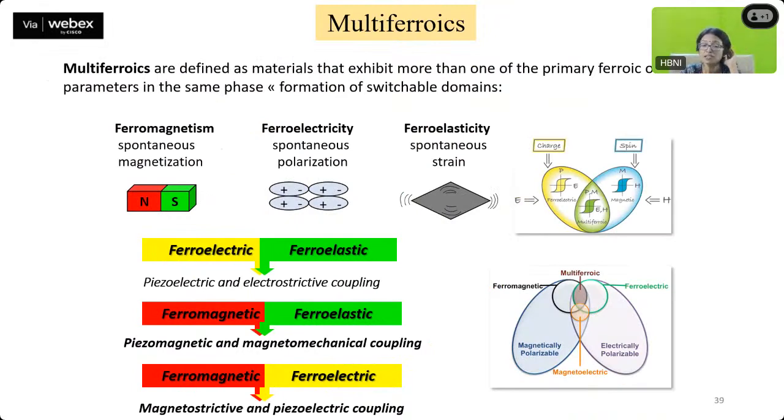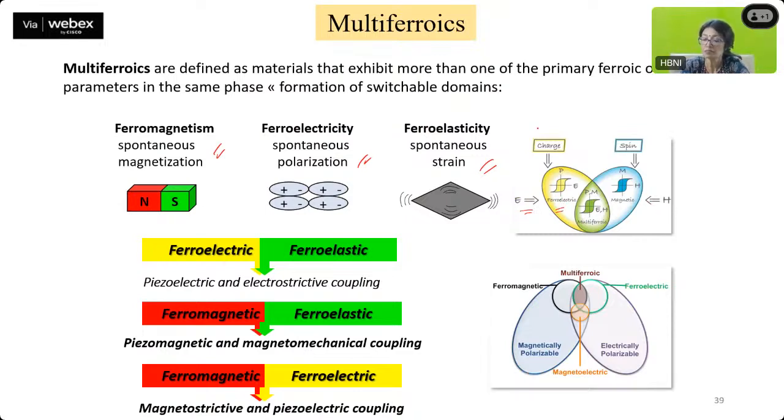So what are multiferroics? Multiferroics are defined as materials that exhibit more than one of the primary ferroic order parameters in the same phase, and this leads to the formation of switchable domains. In the case of ferromagnetism, you have spontaneous magnetization. In the case of ferroelectricity, you have spontaneous electric polarization. In the case of ferroelasticity, you have a spontaneous strain. So if I am applying an electric field in the case of a ferroelectric material, you will see this kind of hysteresis loop happening.